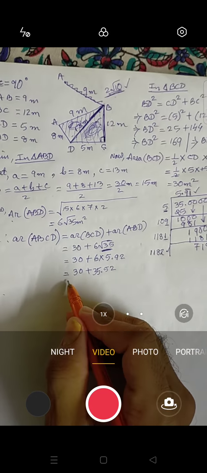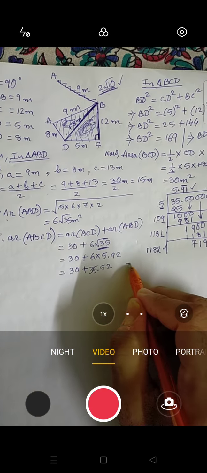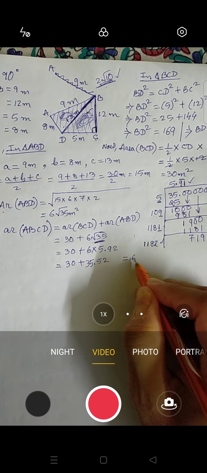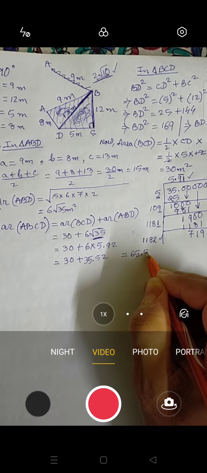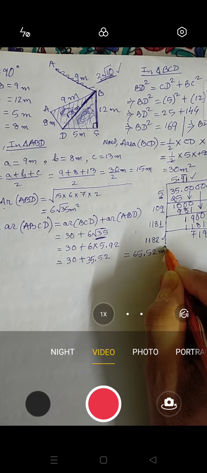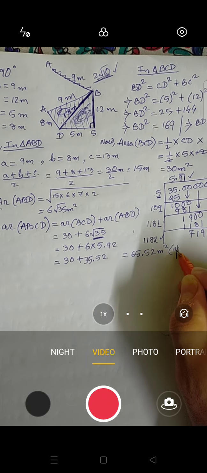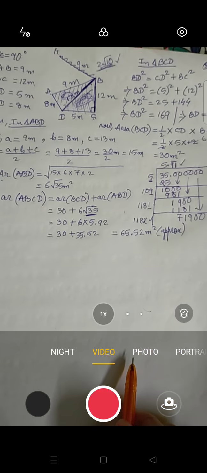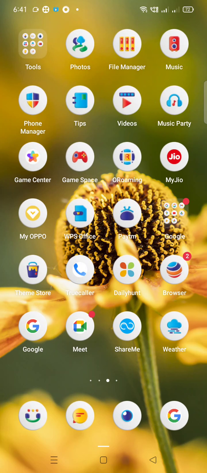Okay. Now when you add this one, I am writing it over here to save my page. When you add this one, you will be having 65.52 meter square approx. You have to write approx. That means approximately we will be having this much area. Done? Understood?